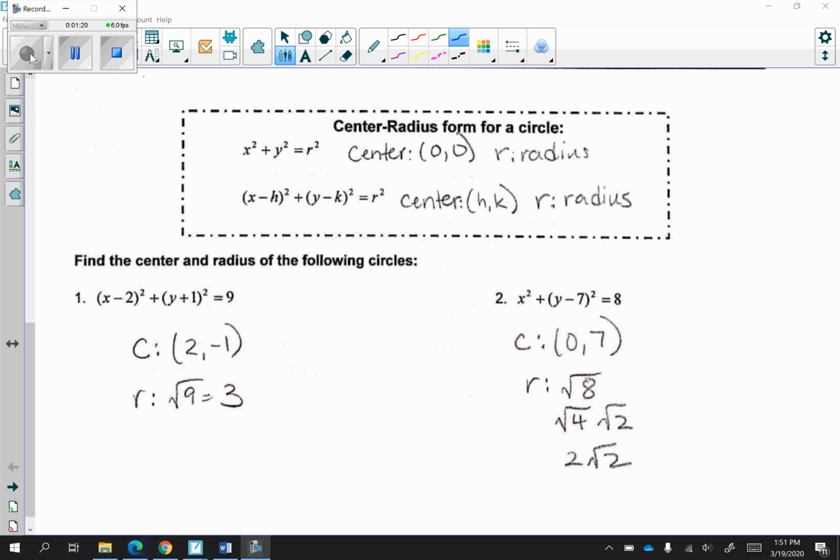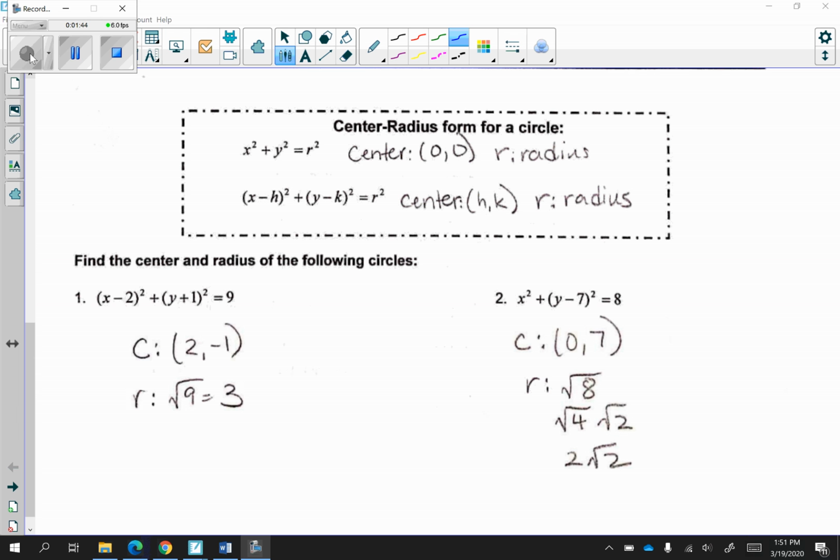So we always want to put our circle in center radius form. Look at the following. x squared plus y squared is equal to r squared. The center is 0, 0, and the radius is r. x minus h squared plus y minus k squared is equal to r squared. The center is not at 0, 0, it's at h, k, and the radius is still r. Hopefully we remember this from our geometry class.